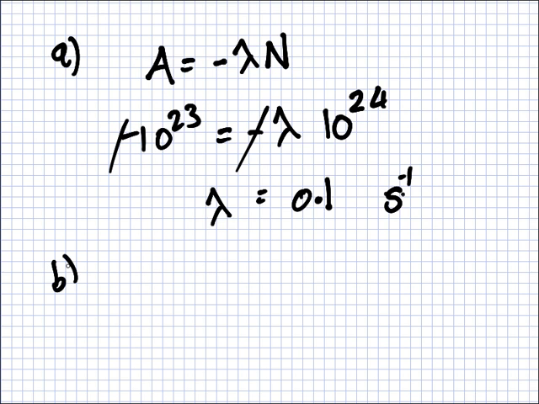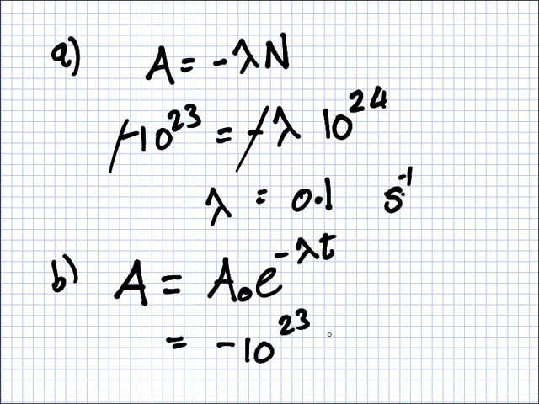B. What is the activity after 10 seconds? So what's the formula we need here? A equals A0 e to the minus lambda t. That's what it was, Siva. So that would be minus 10^23 e to the minus 0.1 times 10.